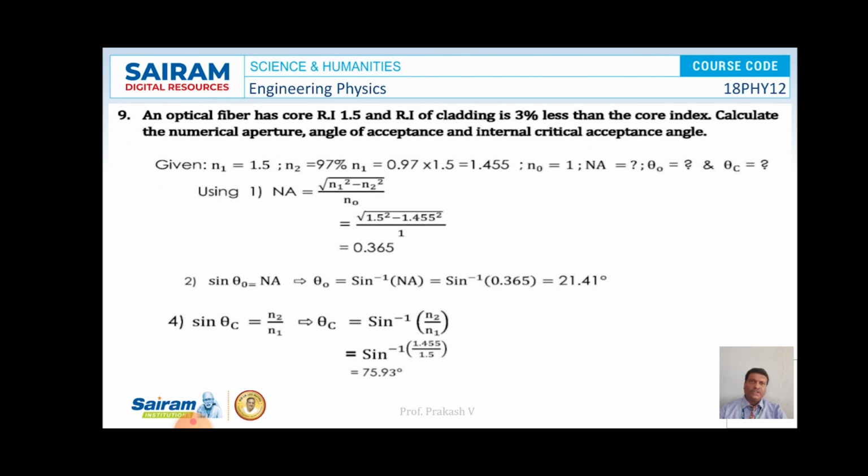And further we know that sin theta c is equal to n2 by n1. Theta c is the critical angle of incidence, that is theta c is equal to sin inverse n2 by n1. So substitute the values of n2 and n1 here. Then on simplification the value of theta c is equal to 75.93 degrees.